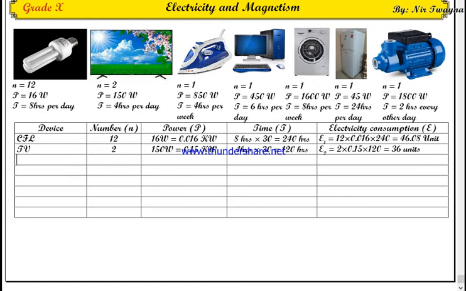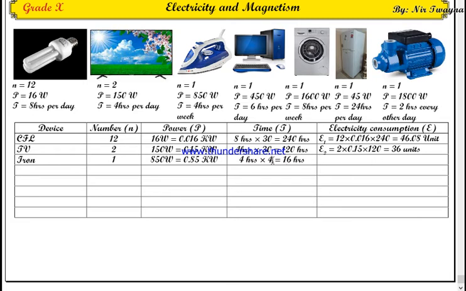Similarly, the third I'm going to do for electric iron. For iron we have only one, power 850 watt. Convert it into kilowatt, it will be 0.85 kilowatt, time 4 hours per week. Means how many hours will there be in a month? In a month there are 4 weeks. So you have to multiply it by 4, so it gives you 16 hours.